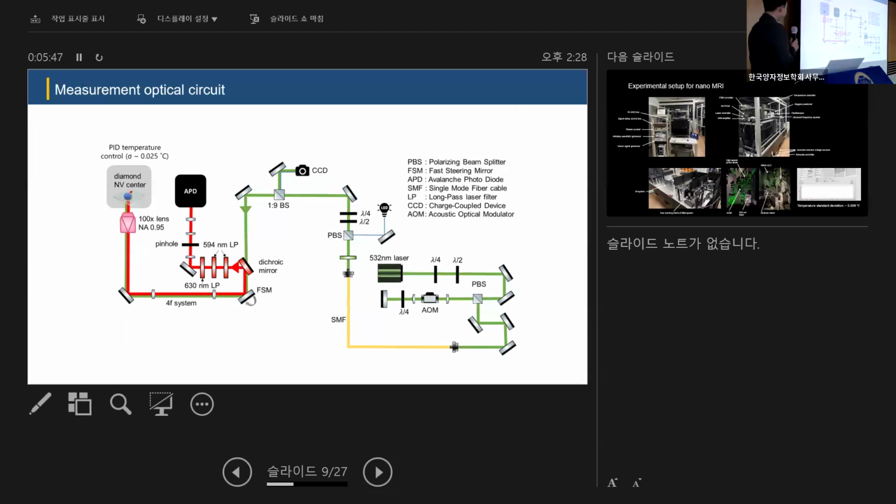So this is a schematic of our customized confocal setup. So we use a 532 nanometer laser modulated by this acousto-optic modulator, and the scanning is carried out by this fast steering mirror. And the system is configured to ensure that only the red photons, which have longer wavelengths than 630 nanometer, are collected by this APD.